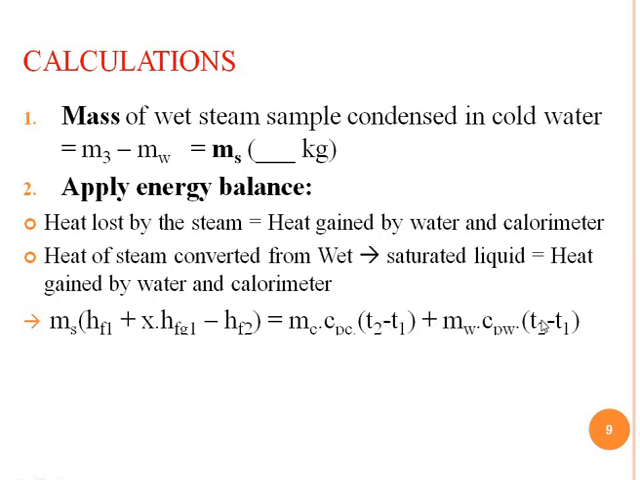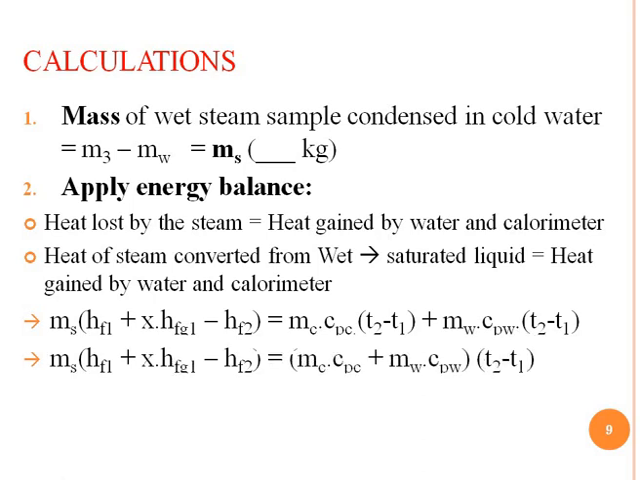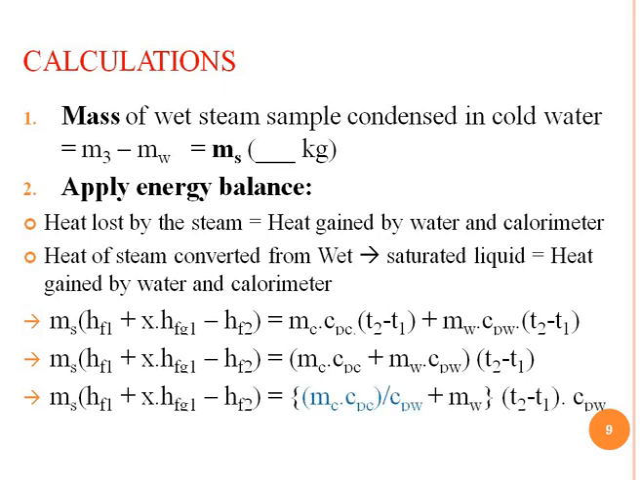Similarly, the T2 minus T1 temperature rise will be observed in the copper calorimeter also, so we can write heat gained by water and calorimeter as MC CPC delta T plus MW CPW delta T. Now let us take delta T common, so our equation becomes this. And for more simplification, let us take CPW common. By taking CPW common, our first term on the right hand side, highlighted in blue color, becomes MC CPC by CPW.